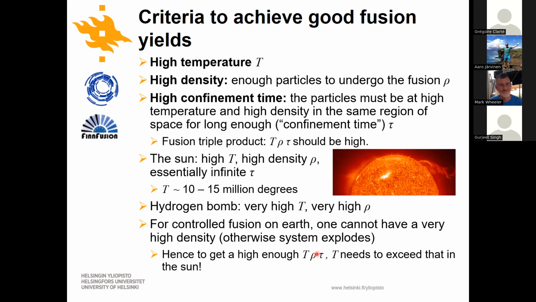So the conclusion is that even though we can probably already get macroscopic confinement times, to get a reasonable yield, the temperature in the fusion plasma needs to exceed the temperature in the sun. So we need temperatures higher than 10 million degrees, and much higher actually, to start getting a reasonable reaction yield. And now you probably start to understand why achieving this is not quite easy.